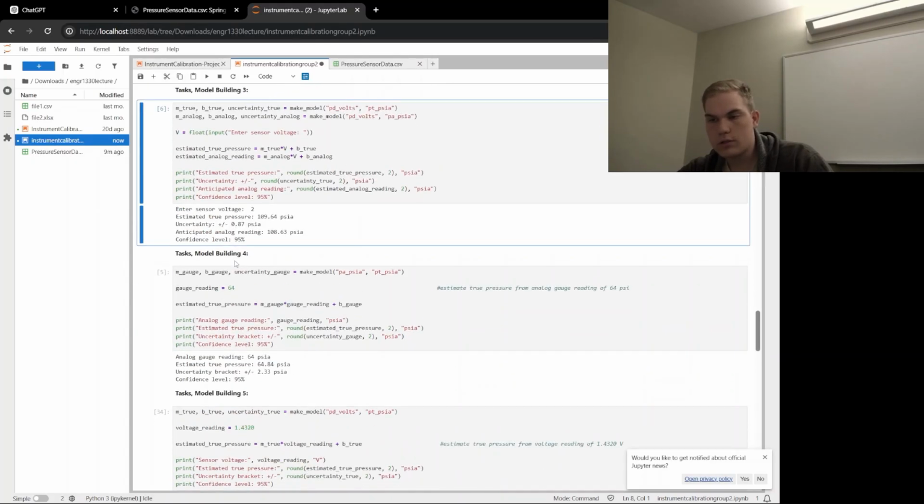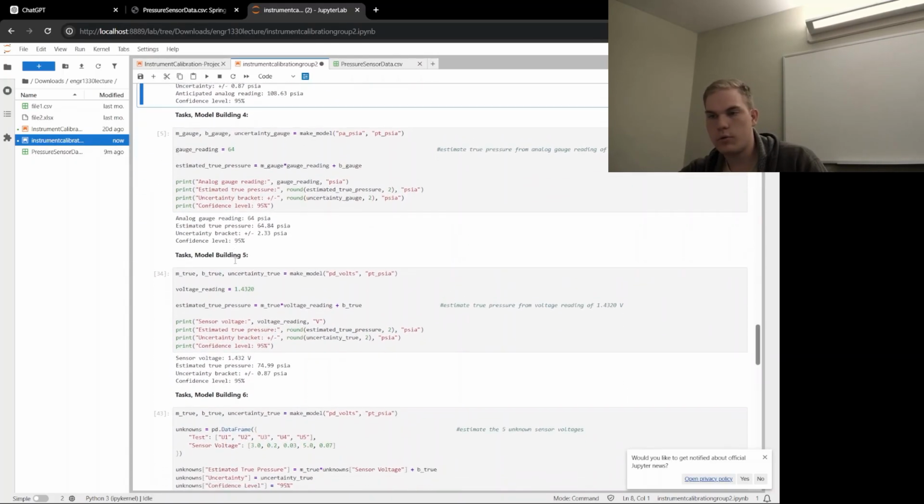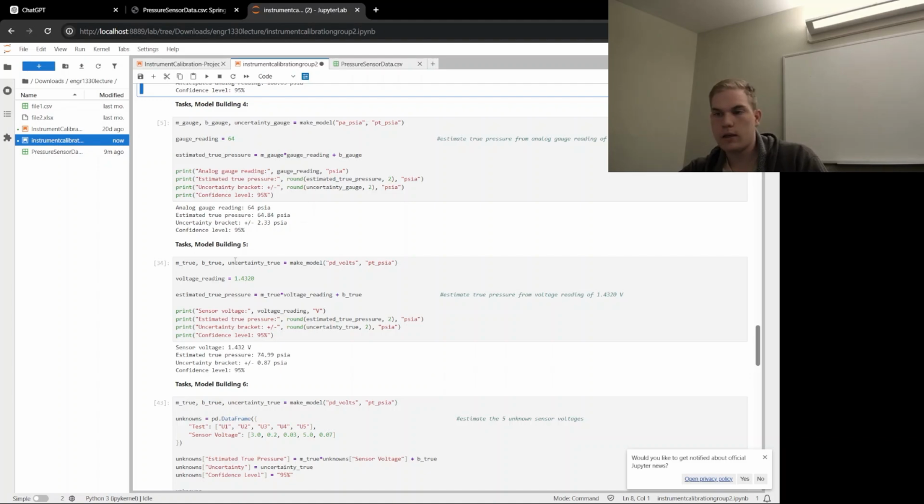So, next, what we have for task 4 is the code here is building a model from our analog gauge and then gives it true pressure. So our input value is 64, which is hard-coded. We then convert that into estimated real pressure, and then it prints our original gauge value, our estimated true pressure, prints the uncertainty range, and then the 95% confidence level, which is fixed.